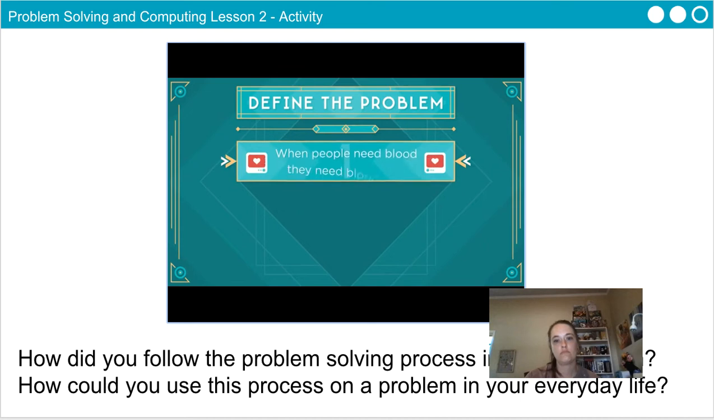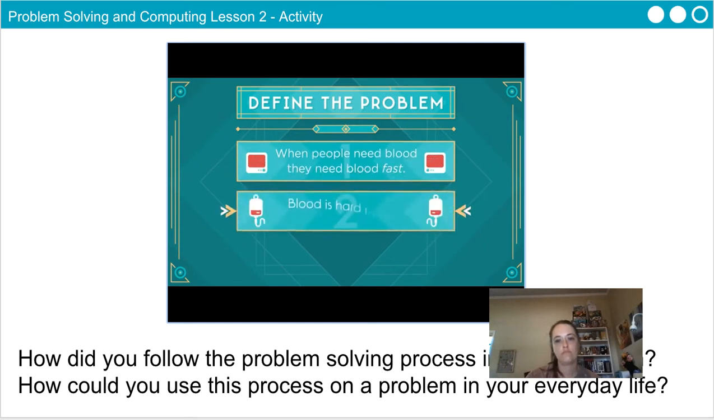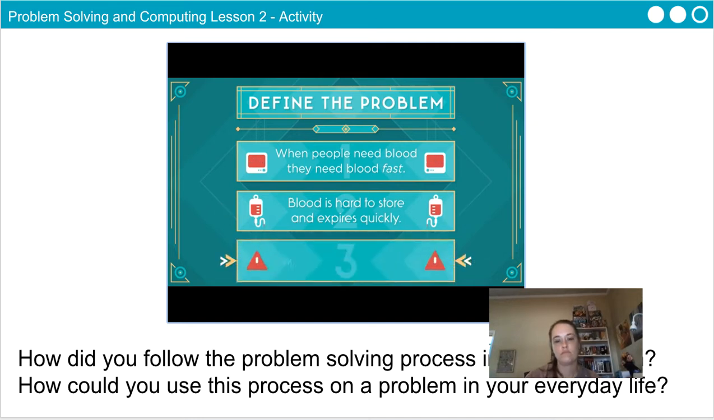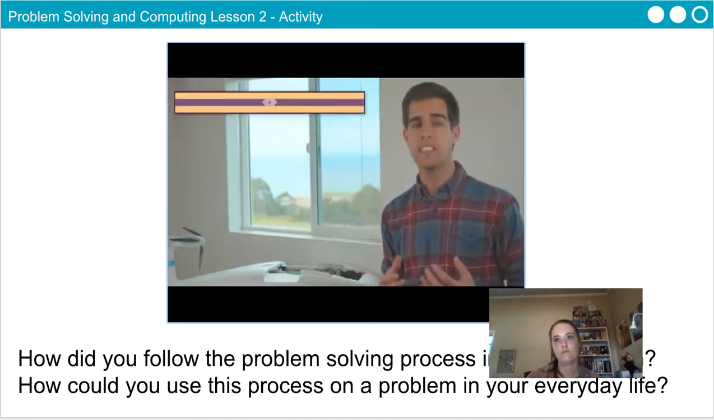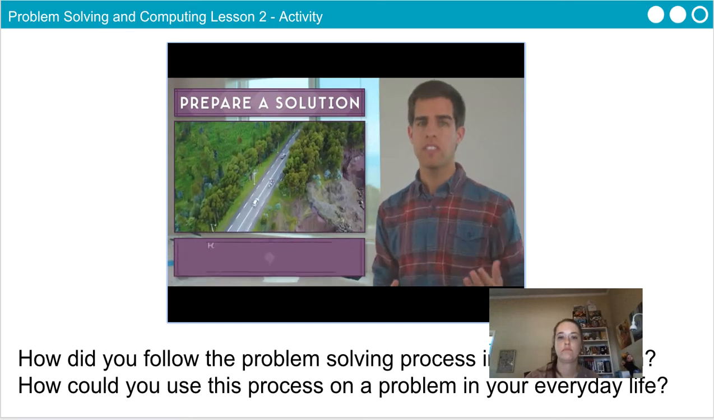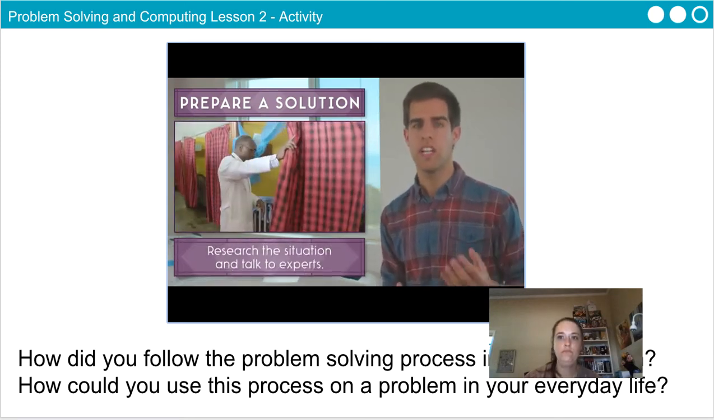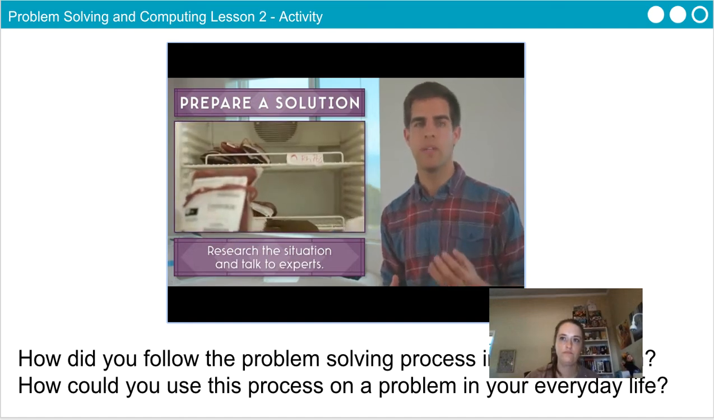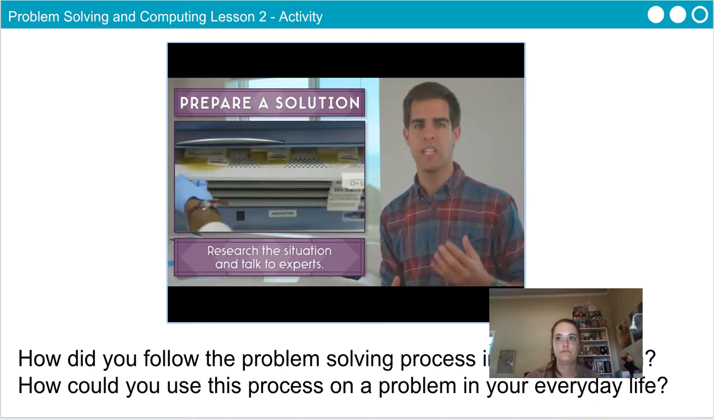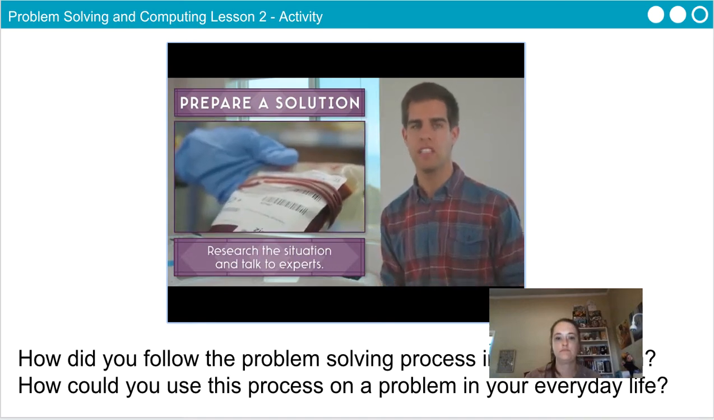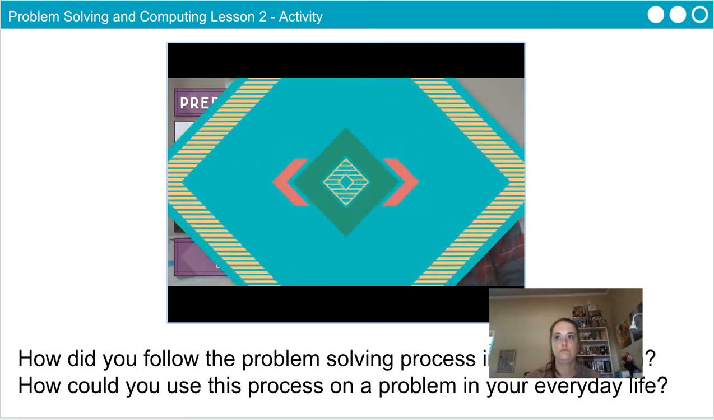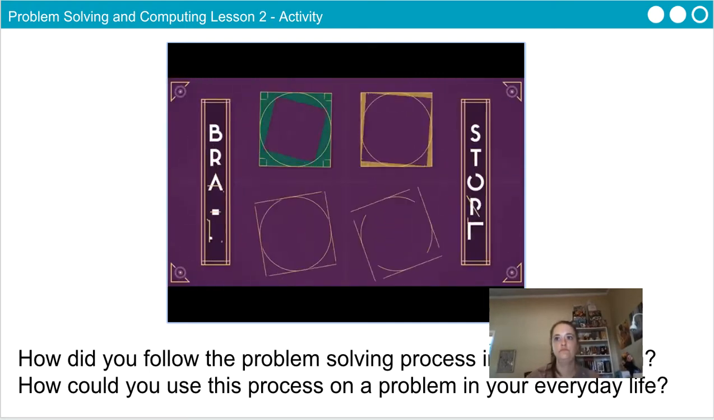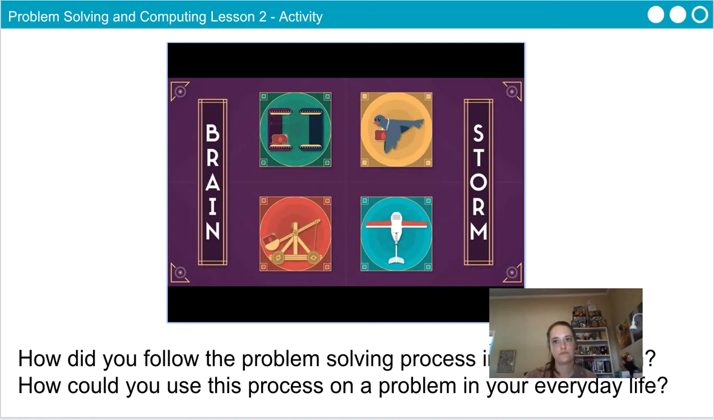First, when people need blood, they need blood fast. Second, blood is very hard to store because there are many different types and it expires quickly. And third, most of the world does not have roads we can rely on for delivery. The next step was to prepare a solution. First, we traveled to Africa and met with doctors, the people on the ground who are most familiar with these problems. We learned that storing the blood in one place would really help, if only there was some way of getting the blood from that place to remote clinics on demand. Next, we came up with all kinds of ideas and really let our imaginations fly.